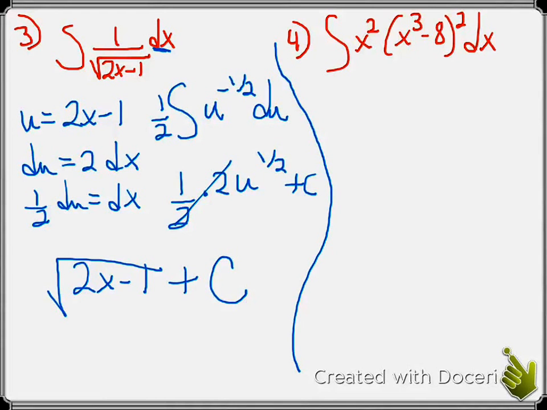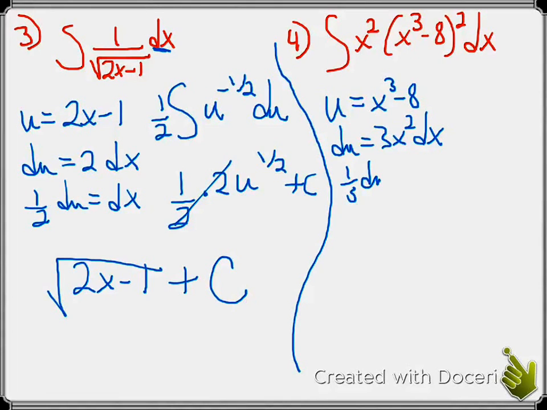All right, number 4. I have a couple of options here. I could square this out and then distribute the x squared. In other words, I could turn this into a polynomial because this isn't so bad, or I could use substitution because I see that if I let my base be x cubed minus 8, I do get that derivative within this problem. So I'm going to use substitution. So there's my u. Its derivative will be 3x squared dx. I have that extra factor of 3, so 1/3 du will give me x squared dx.